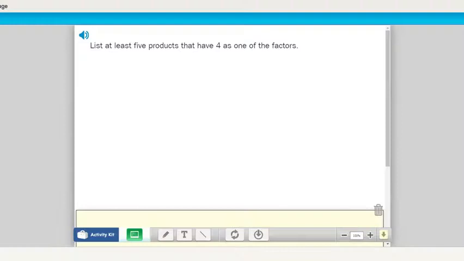Whoa, my brain is all warmed up and I am ready to learn how to play Factor Bingo. The first thing that we're going to do is this activity that will help you understand how to play. Let's go check this activity out.